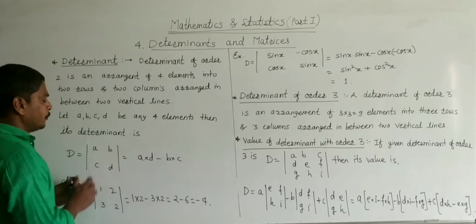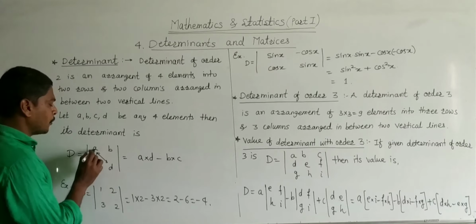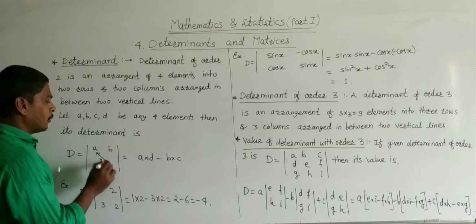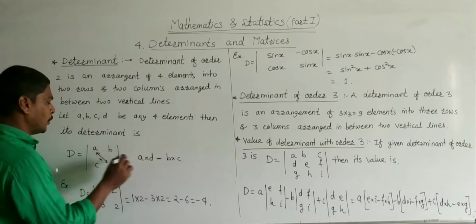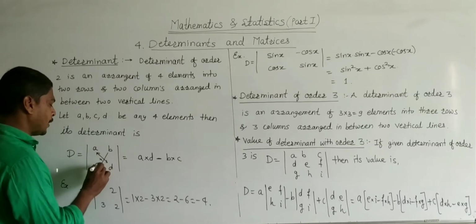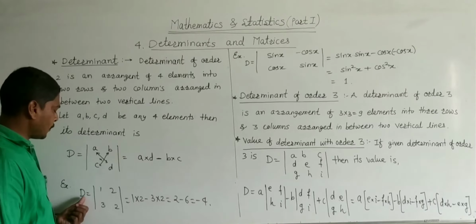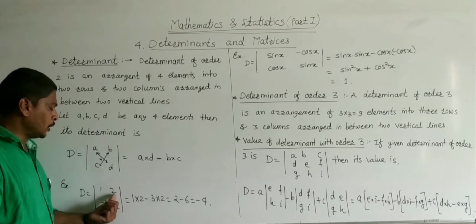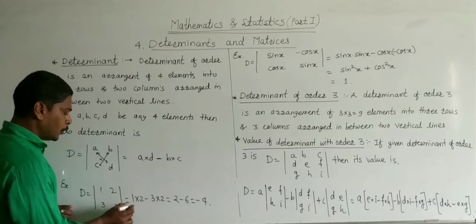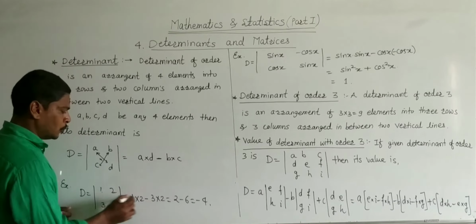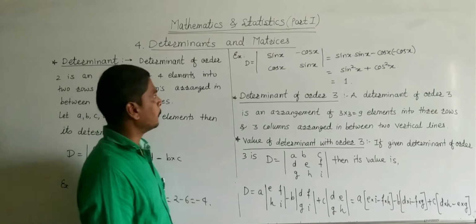So this becomes multiplication of main diagonal elements, that means multiplication between a and d, minus, always a minus sign is there between these two multiplication terms, and then minus multiplication of sub-diagonal elements, means b into c. For example, if D is a determinant |1 2; 3 4| which is of order 2, then its value becomes 1 into 4 minus 3 into 2, which is equal to 4 minus 6, which is equal to minus 2.